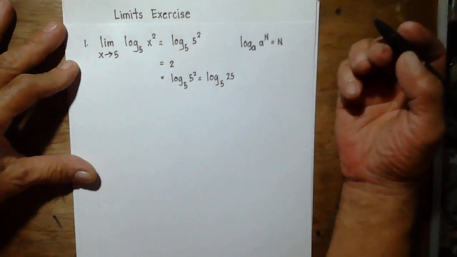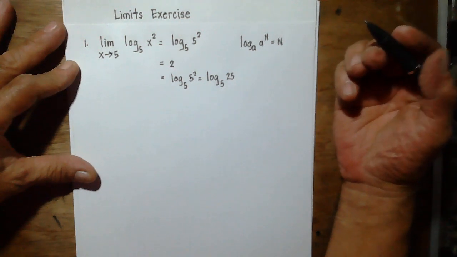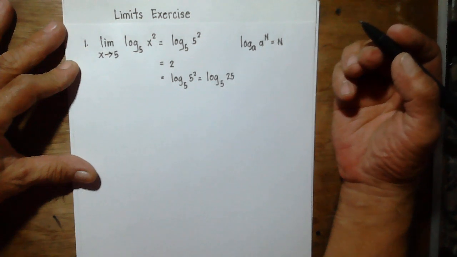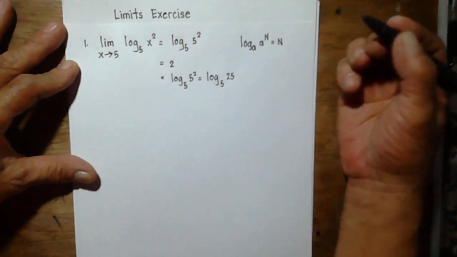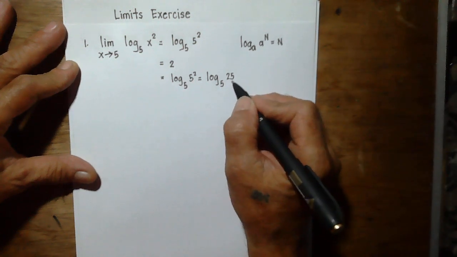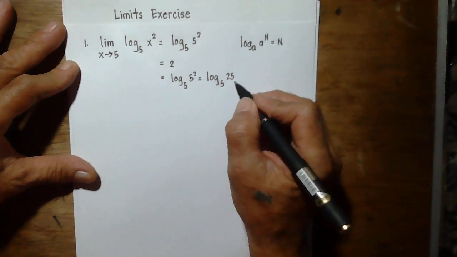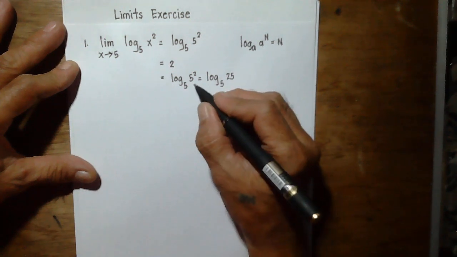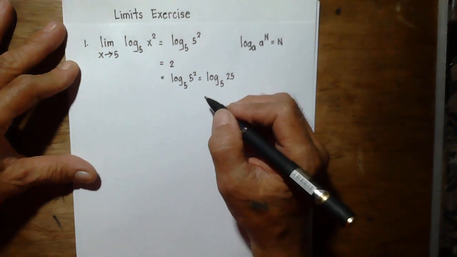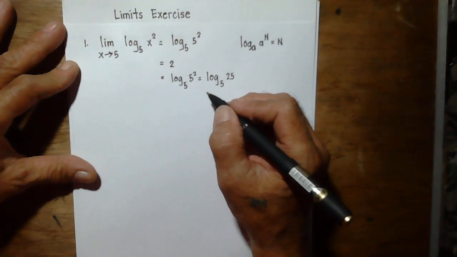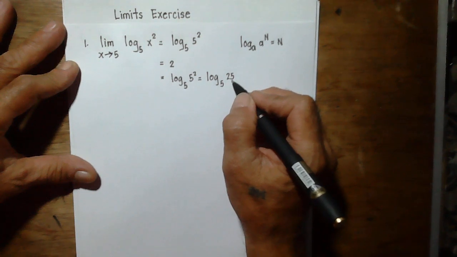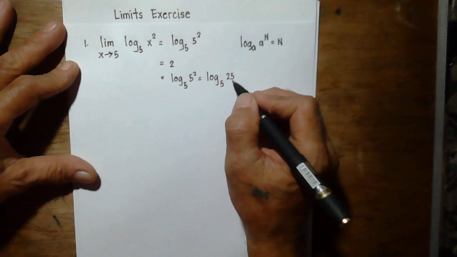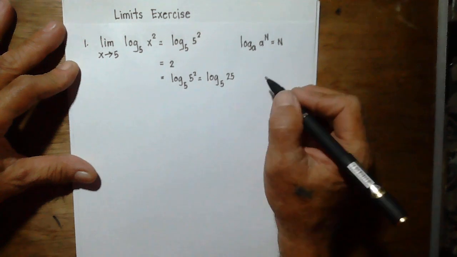Now, what do we mean when we say logarithm? Logarithm is simply an exponent. And in simple words, we ask, what is the exponent of 5 so that it becomes 25? Well, again, the answer is 2 because 5 squared is 25.